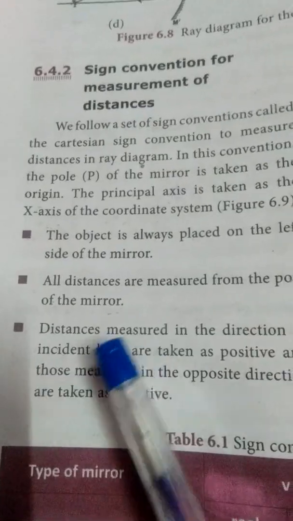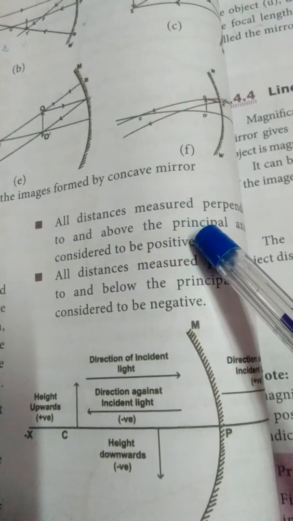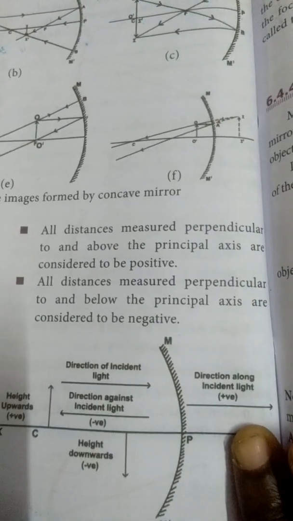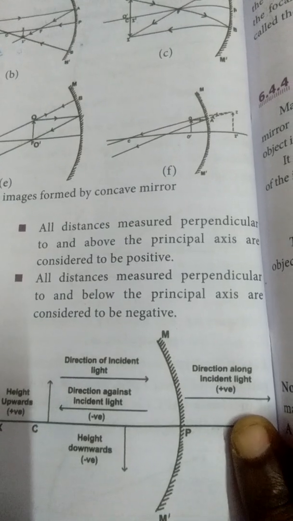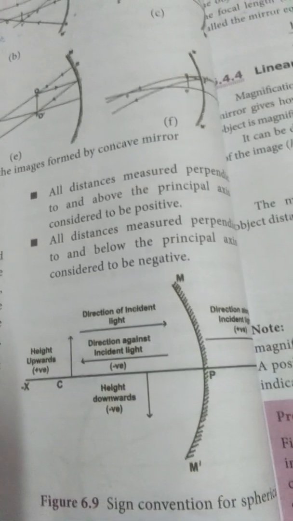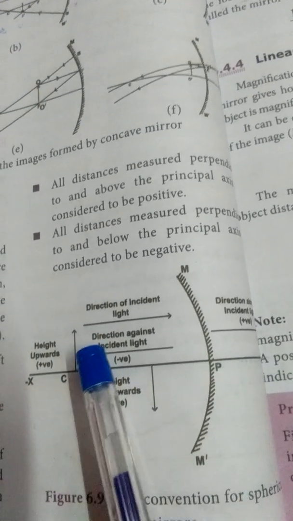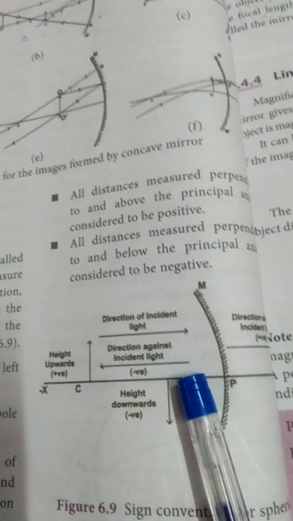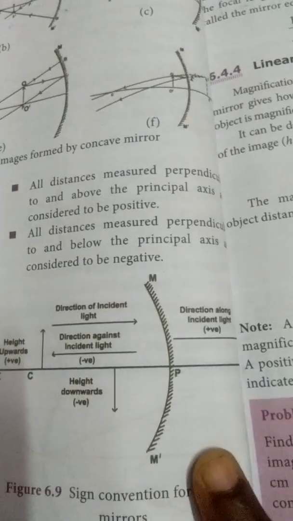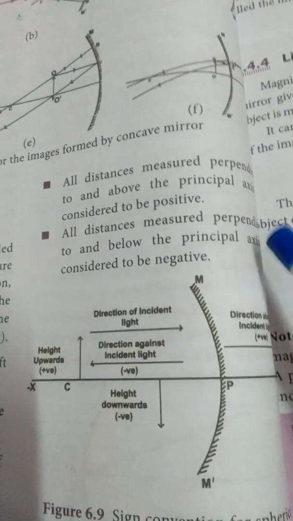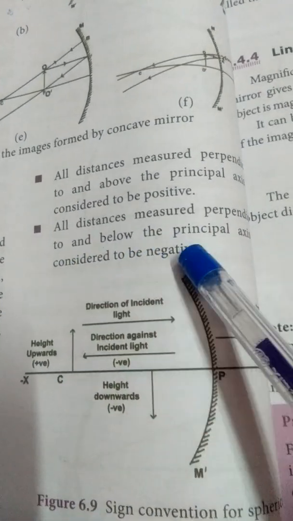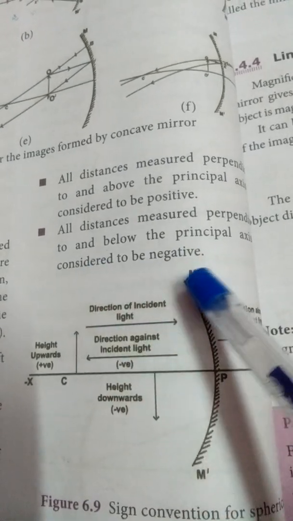Okay, so next you see. Next point, the distances measured perpendicular to and above the principal axis are considered positive. So always the lines are perpendicular to the principal axis. That you have to consider. Those are taken as positive values. All the distances measured perpendicular to and below the principal axis are considered negative.